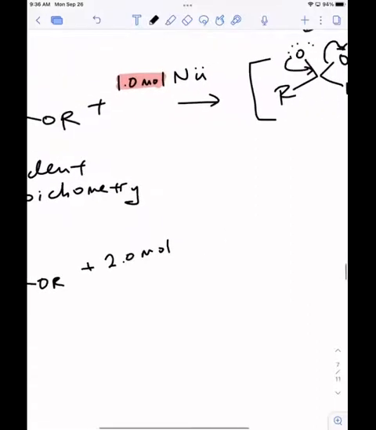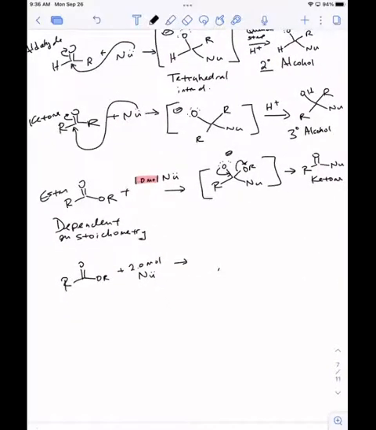What do you think is going to happen? Just give me a hypothesis on what you think will happen with 2 moles. Let's see. What happens with 1 mole? With 1 mole, you form a ketone. Okay, good. You get a ketone when you use 1 mole. What do you think is going to happen if I add another mole of that nucleophile in?